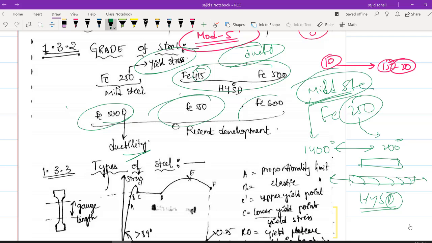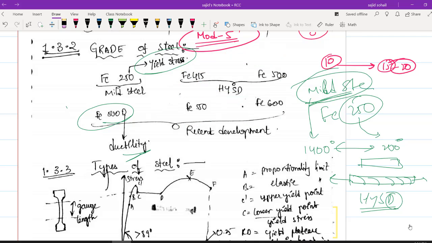We have Fe550 and 600 also, but हम जनरली कौन सा यूज करते हैं? Any one of these, 415 और 500, in our construction mostly. Fe250 का भी हम यूज करते हैं. I hope it is very clear for you.